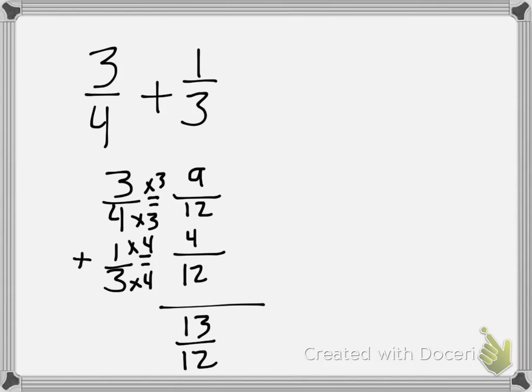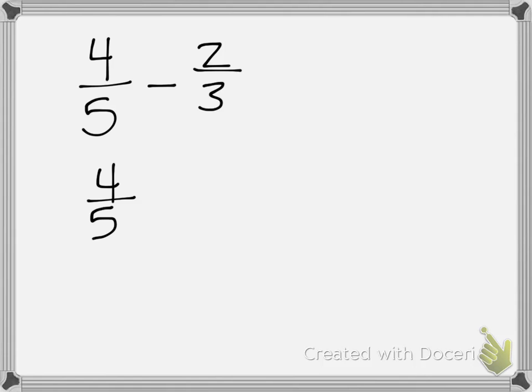13/12 is my answer. Now, it's not in simplest form, so I'm going to change that to simplest form, but if you got to 13/12, that is the correct answer. So let's put this in simplest form. I'm going to say 12 goes into 13 once, and you're going to have 1/12 left over. Okay? Let's try another one.